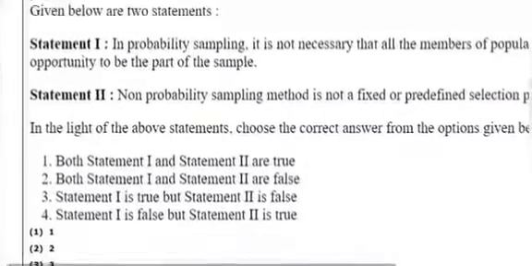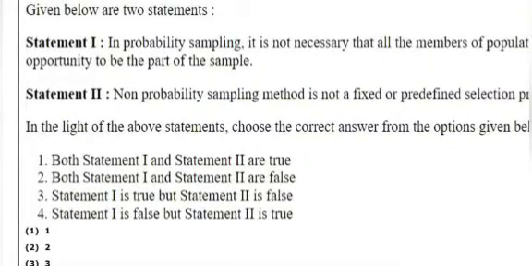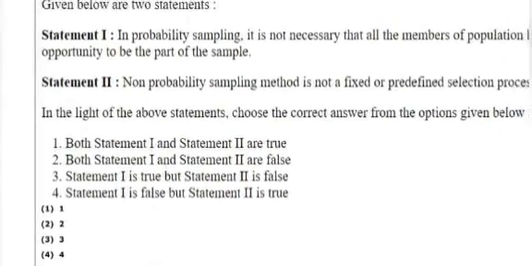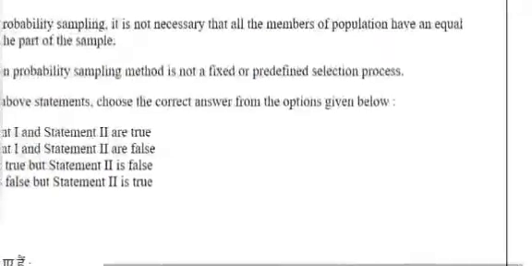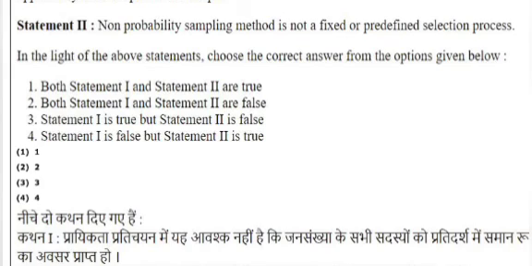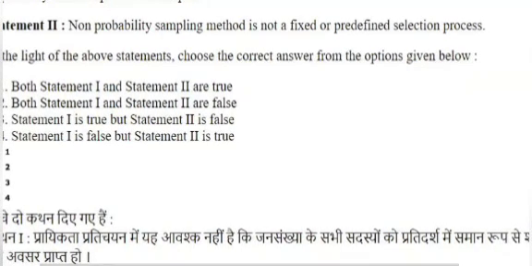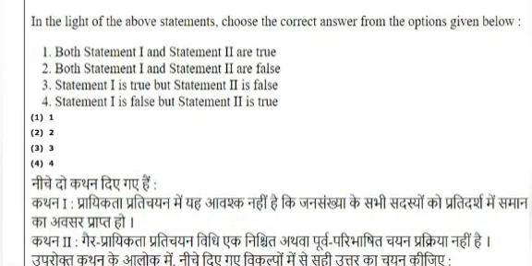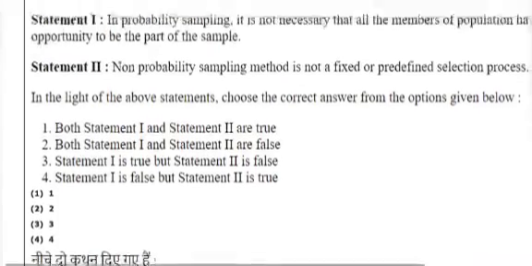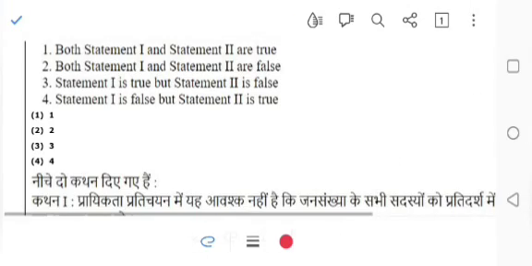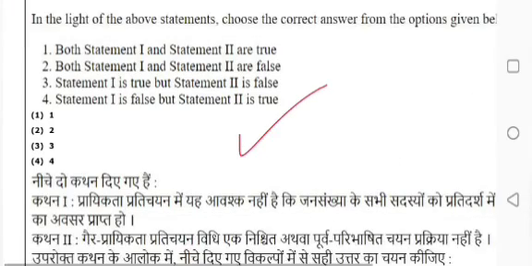Next, given below are two statements. Okay, statement 1 says in probability sampling, it is not necessary that all the members of the population have an equal opportunity to be part of the sample. Statement 2 says non-probability sampling method is not a fixed or predefined selection process. In the light of the above statements, choose the correct answer from the options given below. So these are the options. Let me not go to it. So the correct answer of this question will be statement 1 is false, but statement 2 is true. Next.